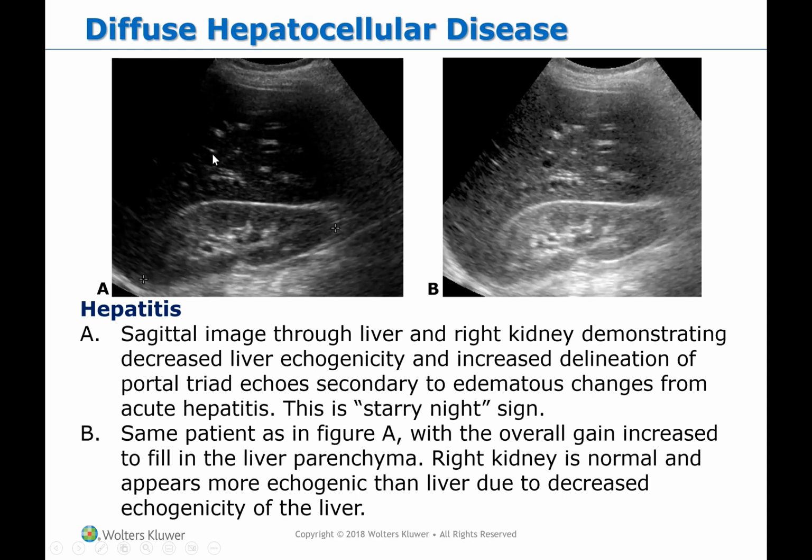So this is a picture of diffuse hepatitis. When the gain is really down, you can see there's a lot of bright little veins in the liver, and those are the bile ducts, called the starry night sign. And this is the same patient in figure A with overall gain increased to fill in the liver parenchyma. The right kidney is normal and appears more echogenic than the liver due to decreased echogenicity of the liver.